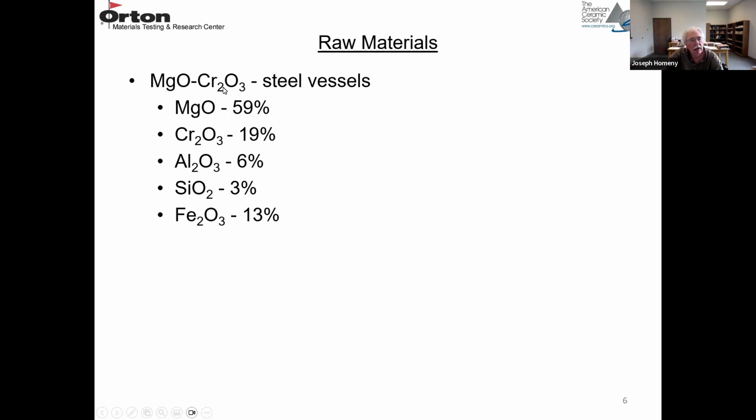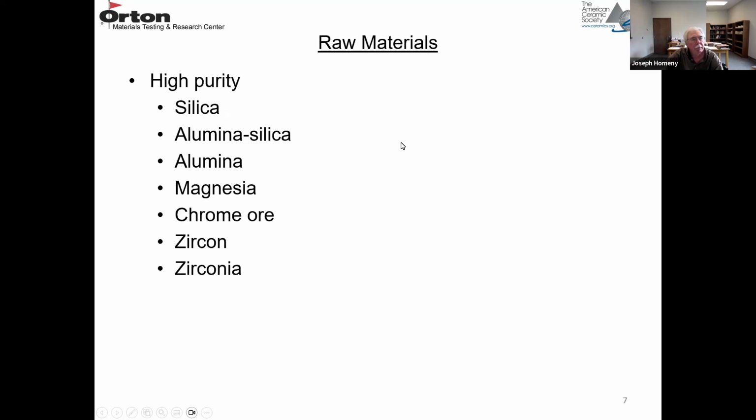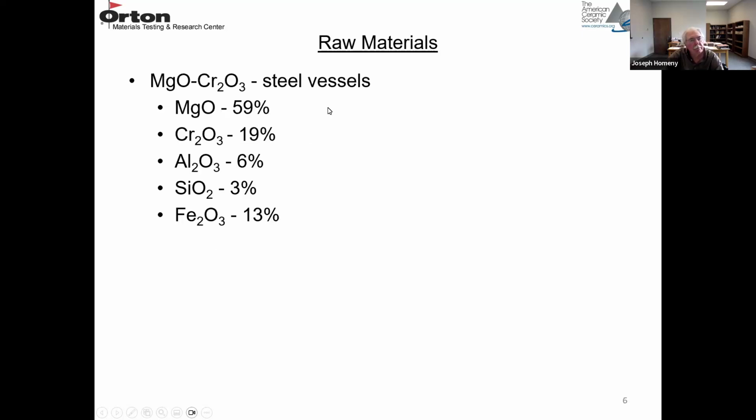And then the MgO Cr2O3 refractories are used in steel plant refractories. Maybe in electric arc furnaces and high wear areas. MgO content, maybe 59%, Cr2O3, 19%, and then you have alumina, silica, and the iron oxide, 6, 3, and 13%. So a typical MgO Cr2O3 refractory that's been enriched with MgO.